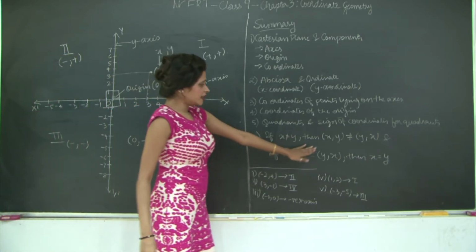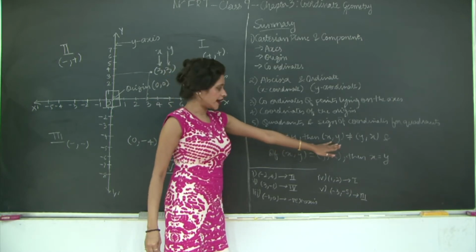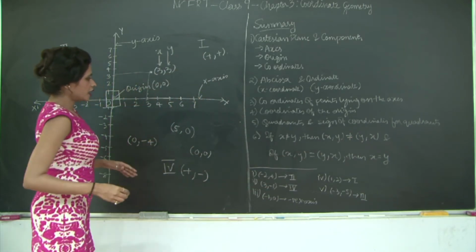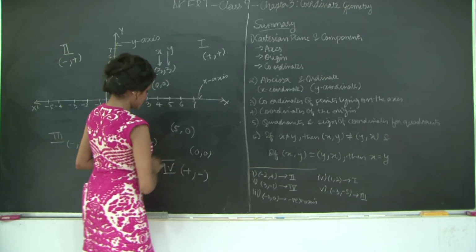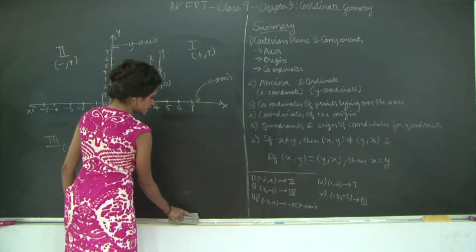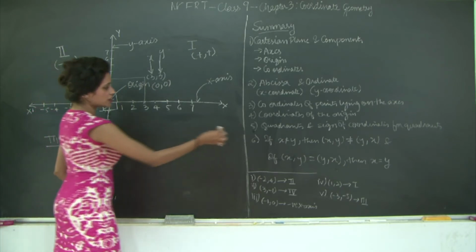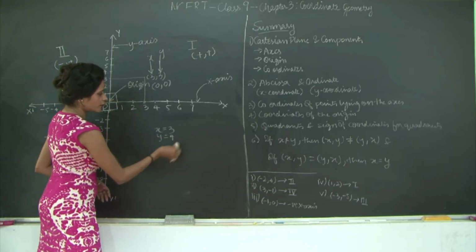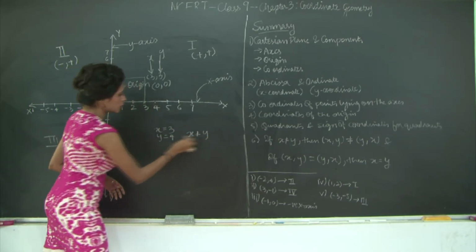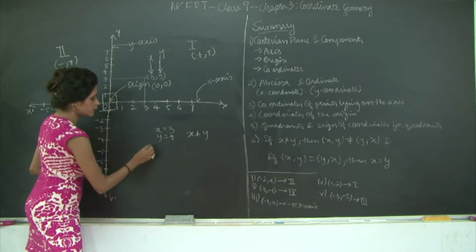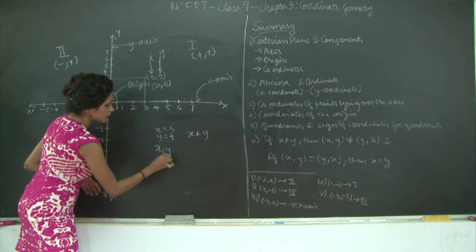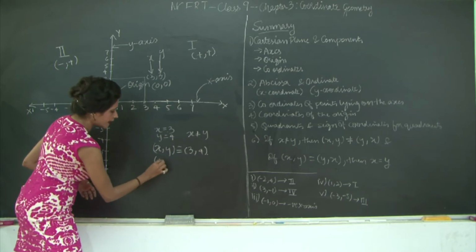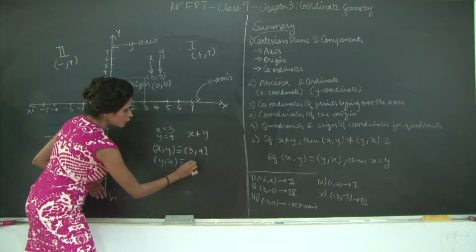Now a very important point, if x is not equal to y, then x comma y is not equal to y comma x. Let us take an example, I'll erase this section. Now if x is not equal to y, I'll take my x as 3 and y as 4. So obviously x here is not equal to y. Now the coordinate xy will be 3, 4, and my coordinate yx would be 4, 3.